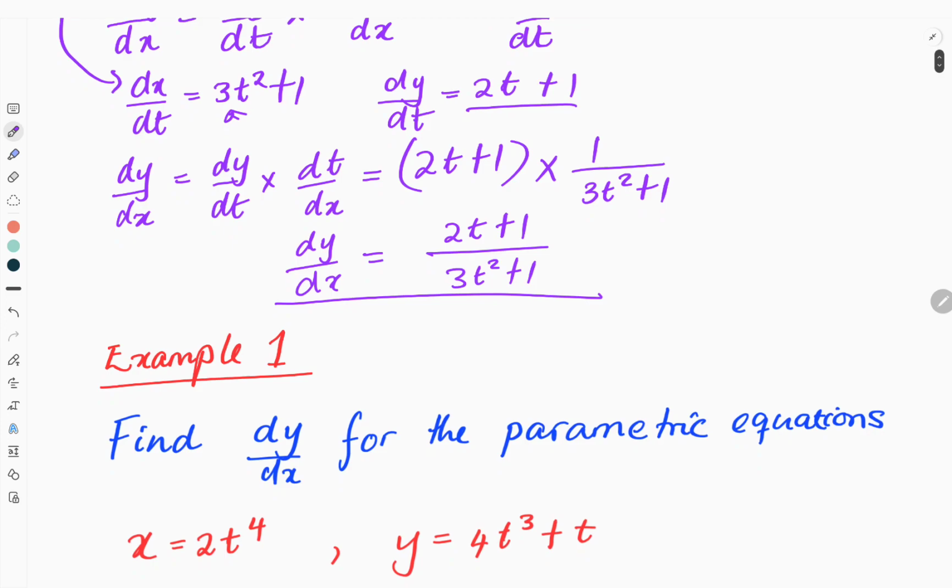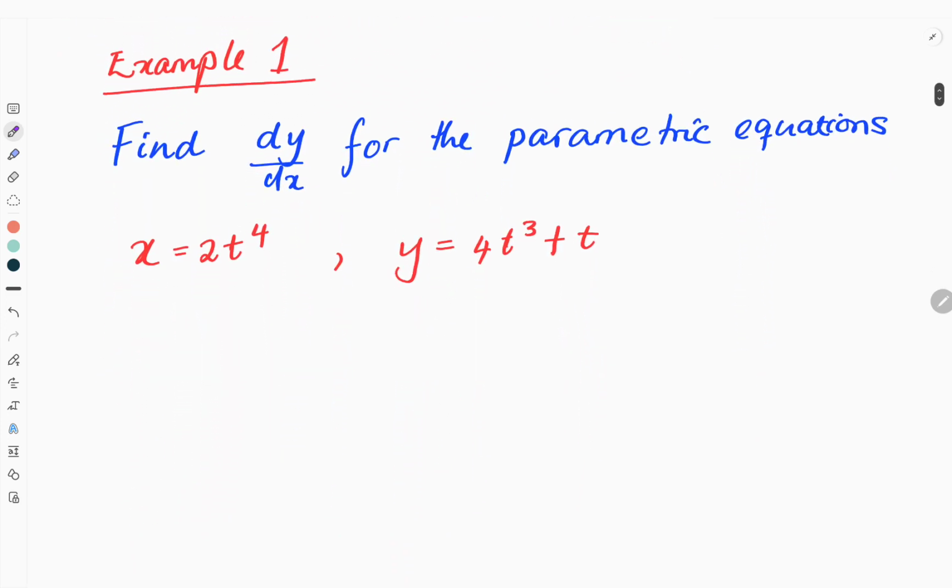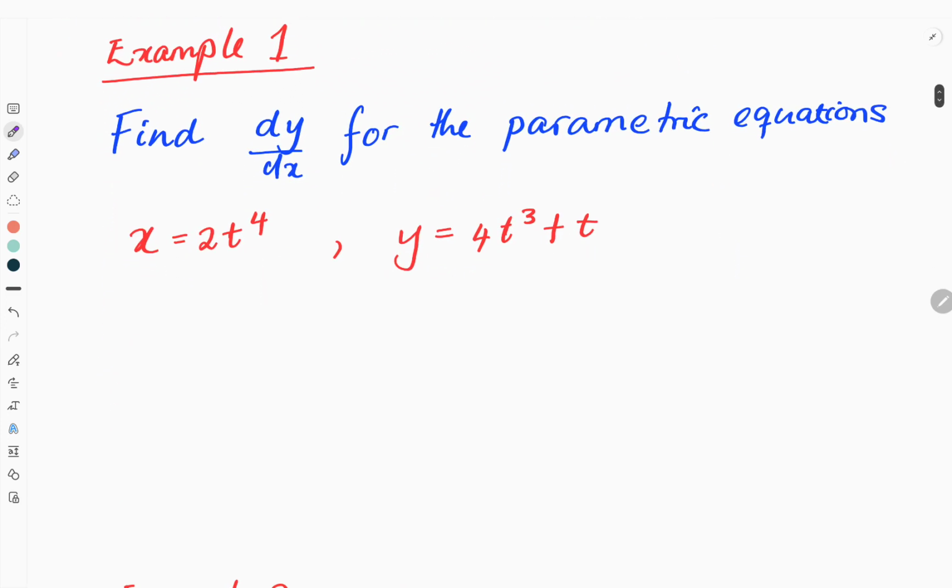Now, moving on to the other example. In this example, we are asked to determine dy/dx for the parametric equations. x is equal to 2t to the power 4, and y is equal to t cubed plus t. So these, again, are parametric equations which are related with the variable t. So we just do dx/dt is equal to 8t, and dy/dt is equal to 12t squared plus 1.